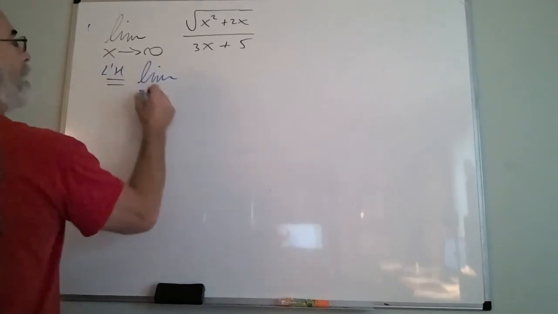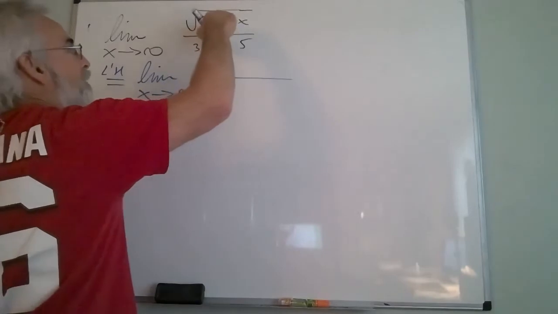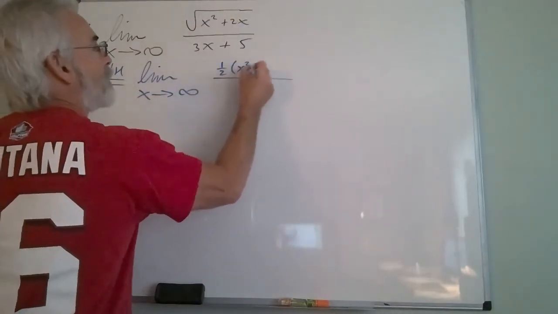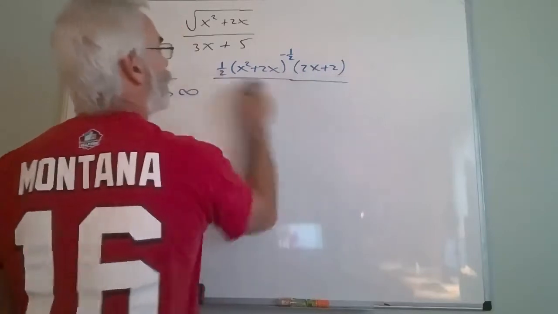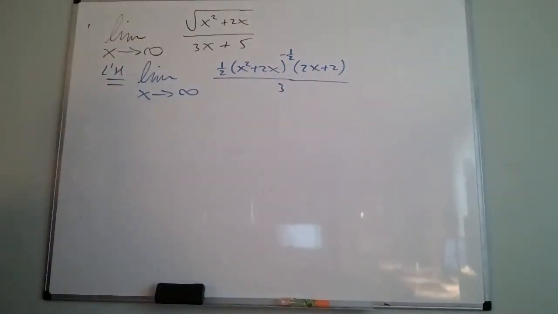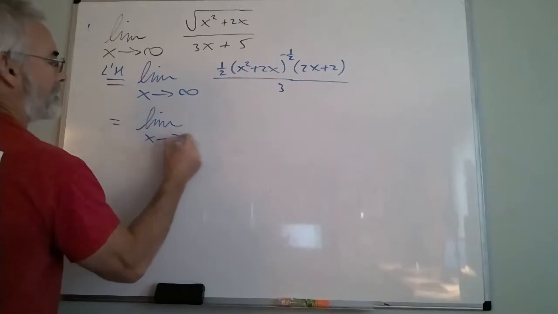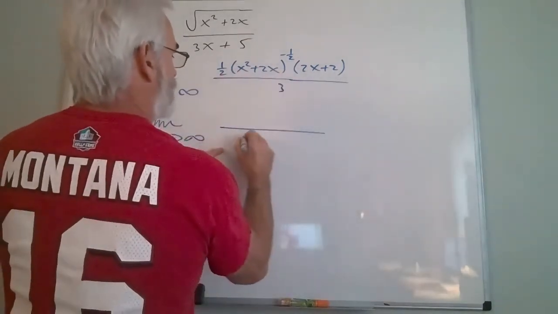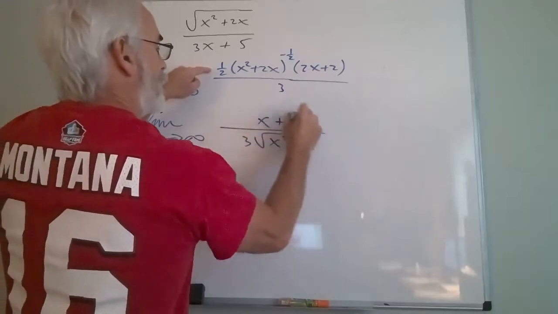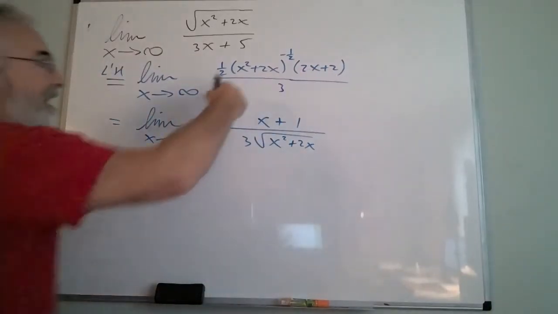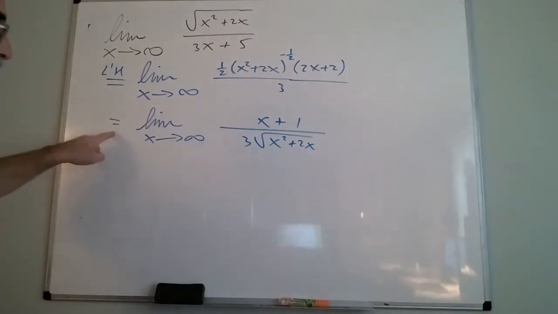So if I use L'Hopital's rule, and I always put this, because that justifies what I'm going to do next. The derivative of my numerator, think of this as to the 1/2 power. So it'd be 1/2 times x squared plus 2x to the negative 1/2 times 2x plus 2, all over 3. Well, that sure seems easy enough. Well, let's see. This guy's going to have to go downstairs. So the root's going to go downstairs, and I already have a 3. I have 2x plus 2 times 1/2, so that's just x plus 1. Notice I'm saying just equal, because now I'm saying algebraically, this quantity is identical to this quantity. I haven't done anything, so this is just a regular old everyday equal sign.